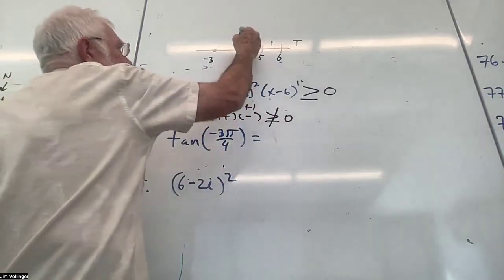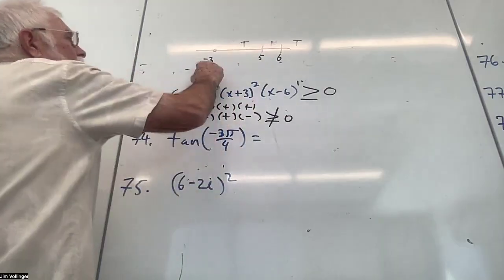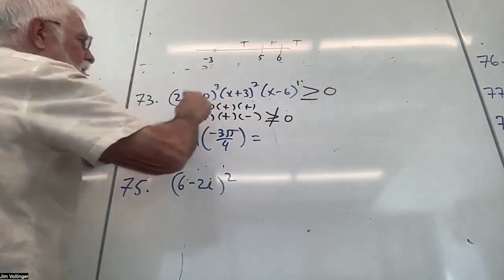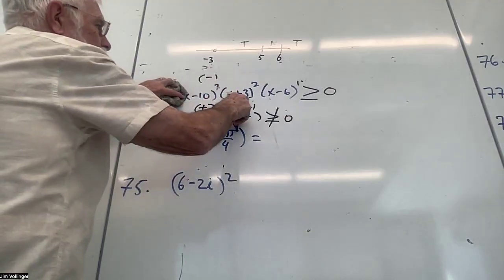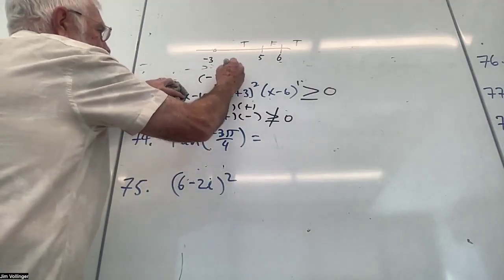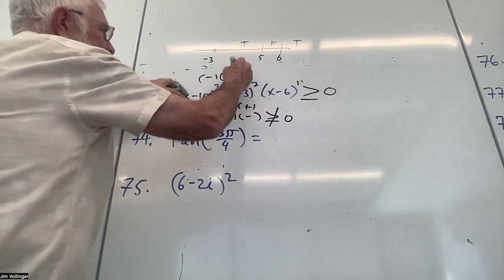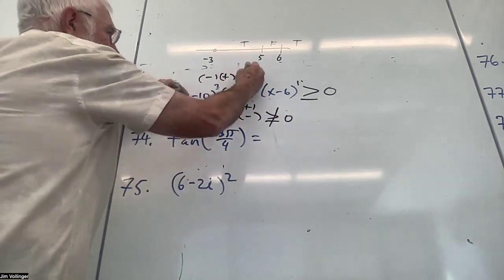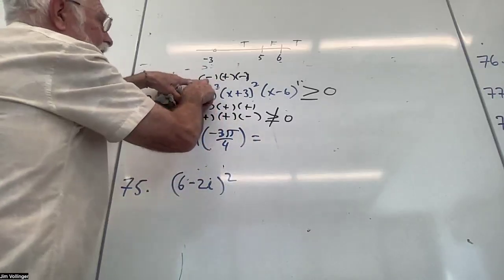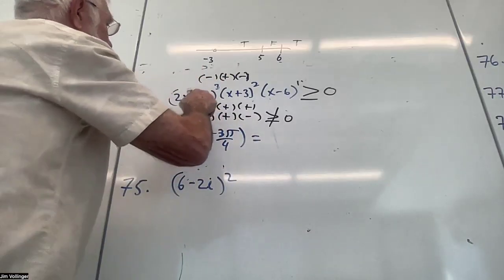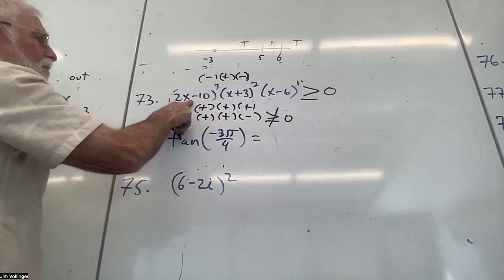No, I think this one will be. -3 to 5, let's put a 0 in. -10 cubed is a negative number. 0 plus 3 squared is a positive number. And 0 minus 6 is a negative. Now this time, that didn't change. That didn't change. I got a sign change right here when I put a 0 in.